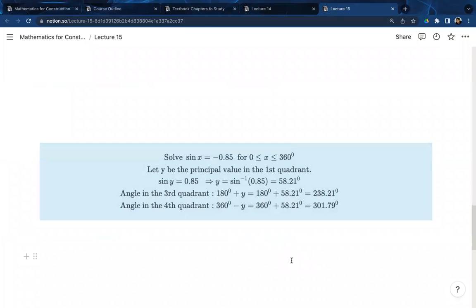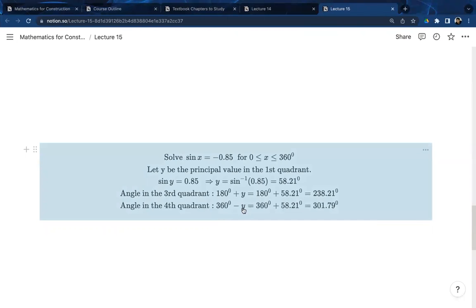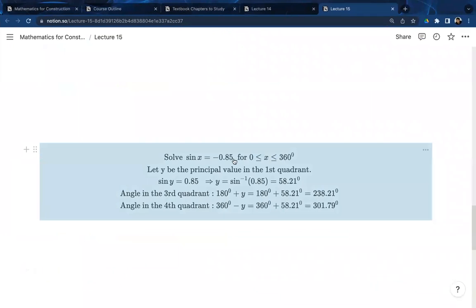If I know the angle is negative and it's in the fourth quadrant, then I just need to add 360 to that negative value or subtract it from 360, which is what this is here. y is the positive angle in the first quadrant, so I subtracted it from 360 to get this value. These two values here will never be given by a calculator. But when we put it in the calculator, we see negative 0.85 is what we get, which is the original question they give us. What the calculator was giving us was negative 58.21, which we can't use directly. We have to use that indirectly.